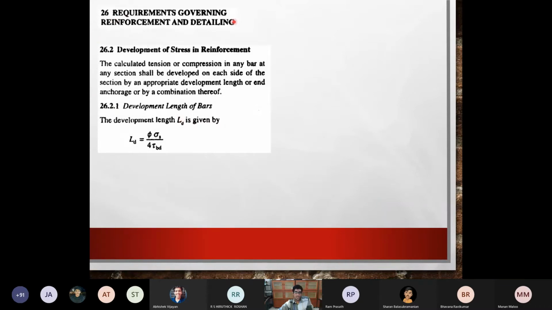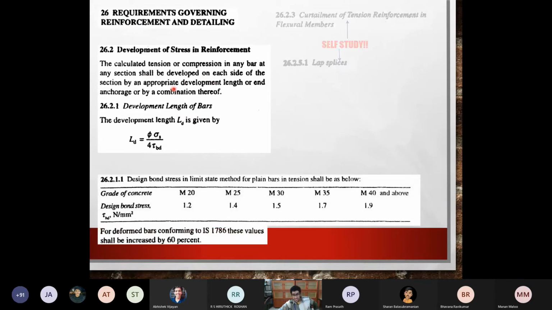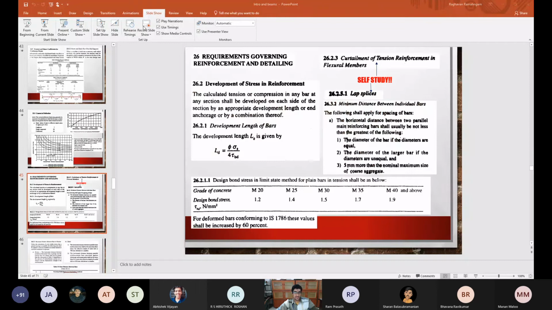So then requirements governing the reinforcement and detailing. So in general, there is something known as development length. Let me see if I have a picture. So development length is okay. It's better I show a picture. It's difficult to explain what development length is.